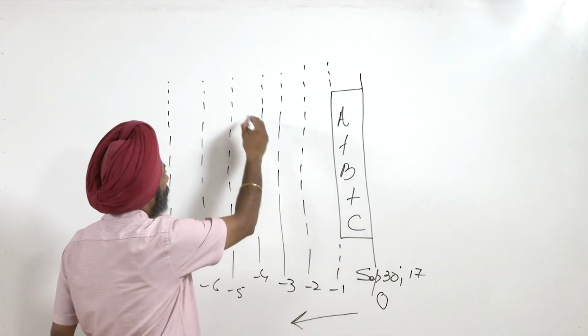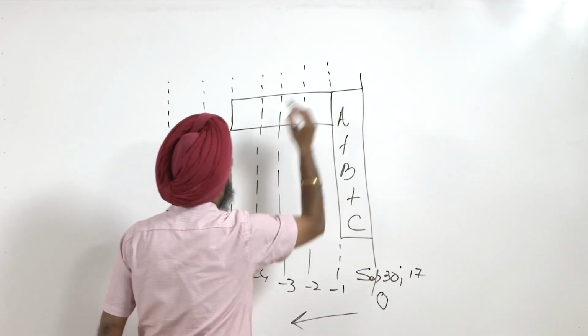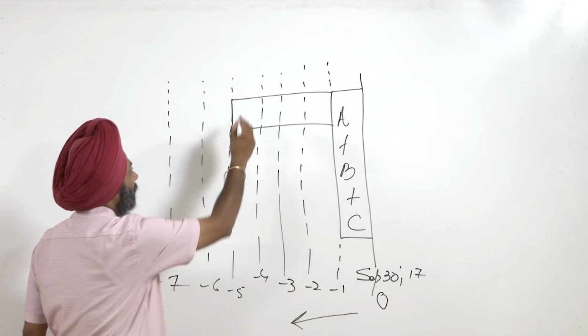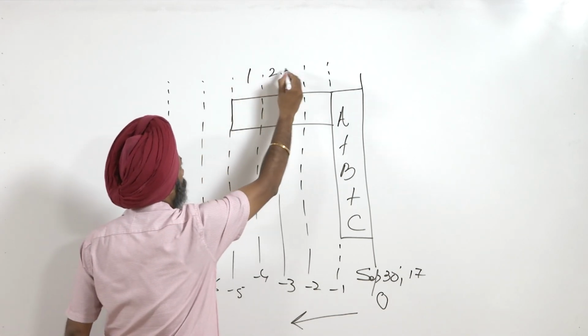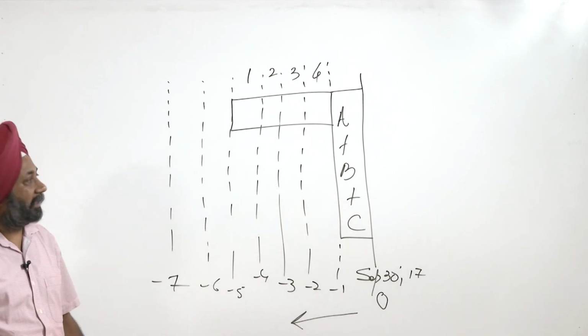Maybe A may require, we can see, 4 days of operation, day 1, 2, 3 and 4. 4 days are required for component A.